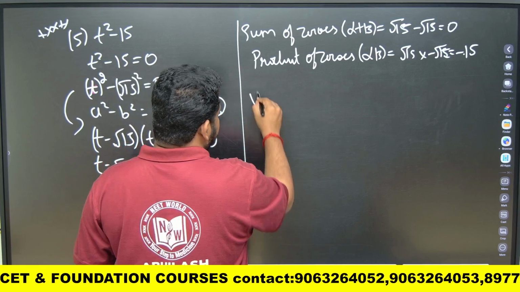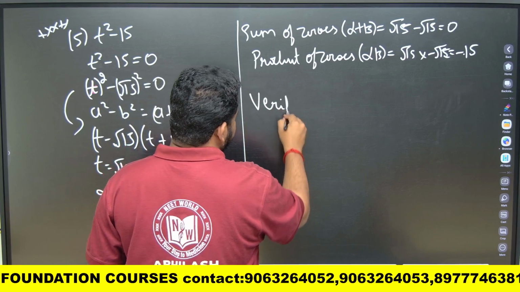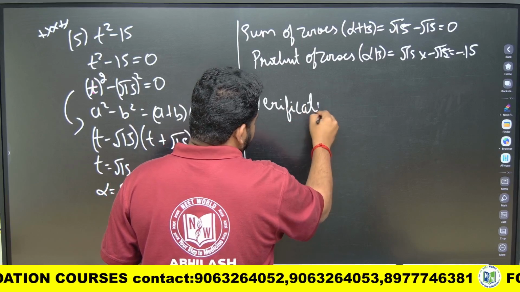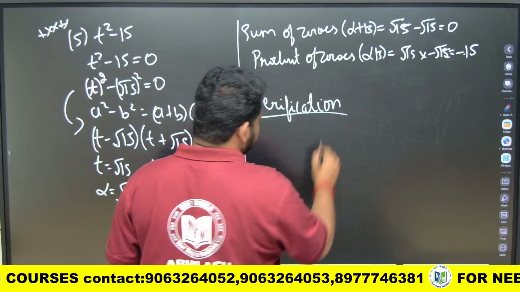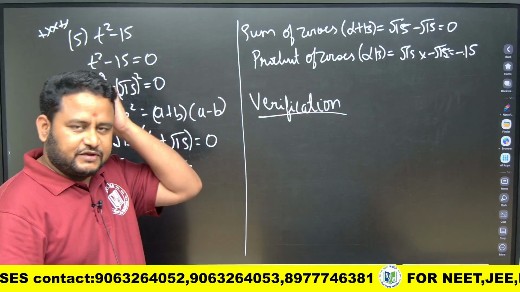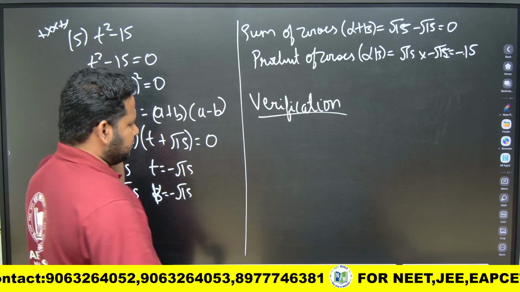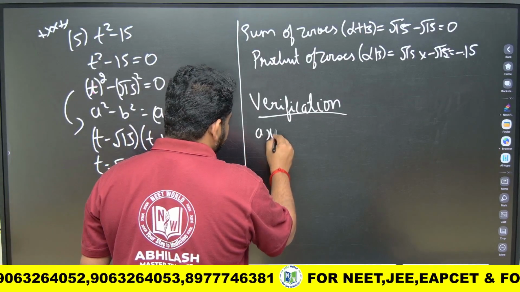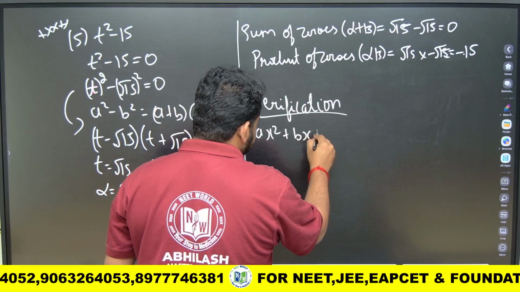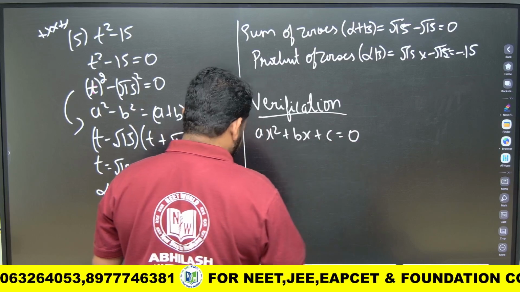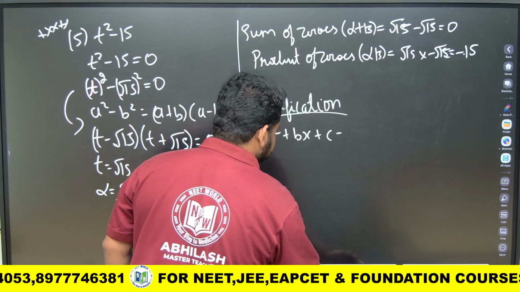Let us find using verification. Let us verify this one. See here by verification how to solve this. First we have to write the standard form, that is ax square plus bx plus c is equal to 0, or let us not write equal to 0, let us write it as it is like this.